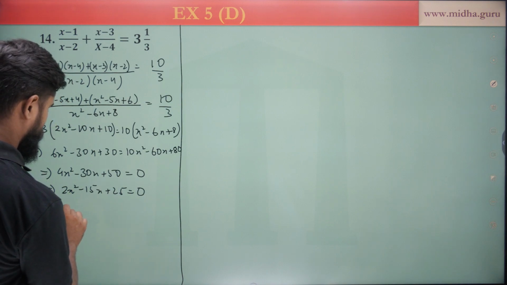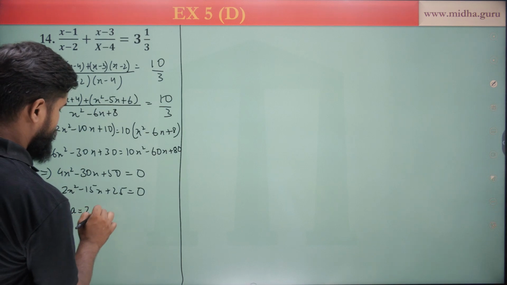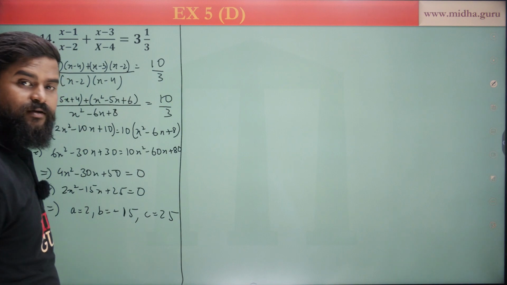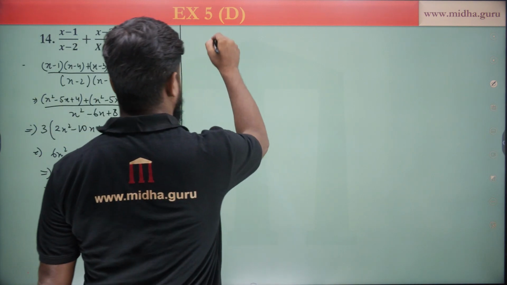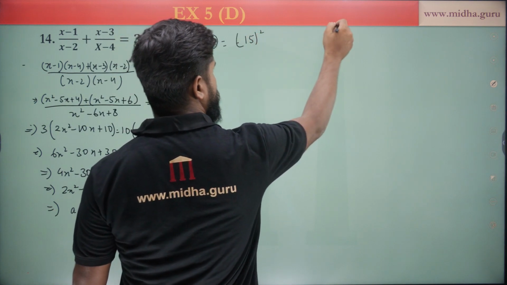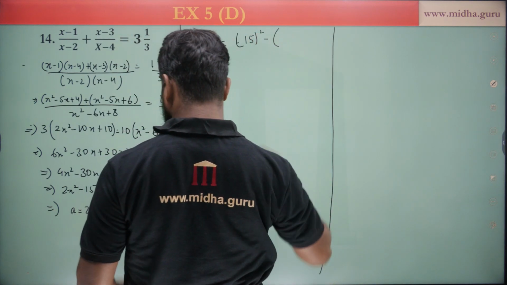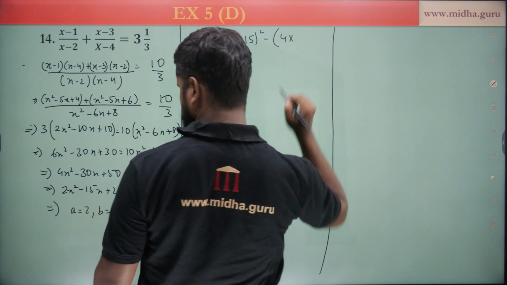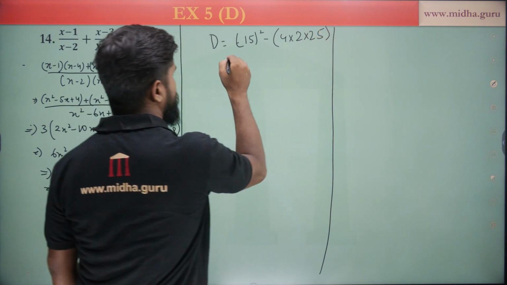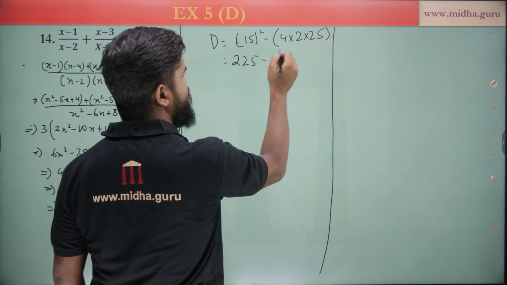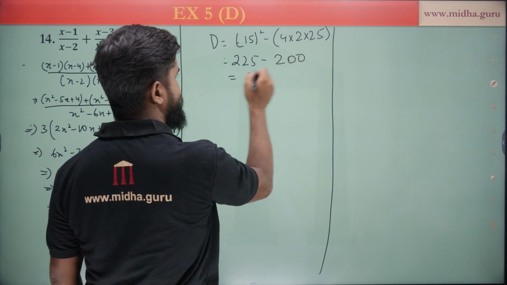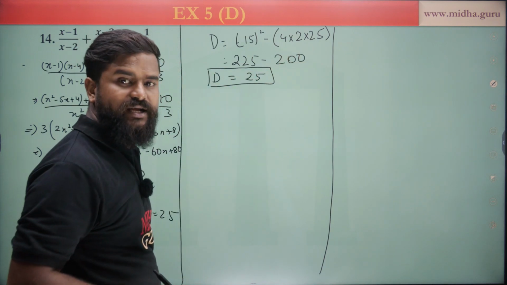Now we'll solve. We'll say that a is equal to 2, b is equal to minus 15, c is equal to 25. Now to find the discriminant, we have b squared, that is minus 15 whole squared, minus 4 into a into c, which is 225 minus 4 into 2 into 25, which is 200, so you get 25. So the discriminant is 25.